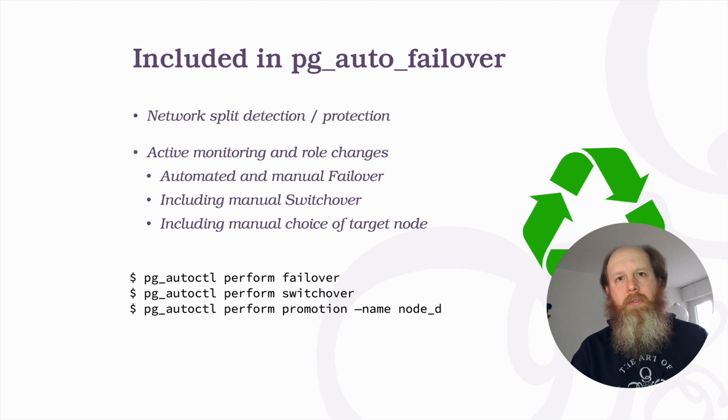We include in pg_auto_failover active monitoring and role changes. We intend that the role of a node is dynamic, and you can also do it manually. You can perform a failover or a switchover with a single command line very easily on your system, and you can even go as far as choosing which node is going to be promoted, because we implement both pg_rewind and fast forward thanks to cascading replication. So you can choose which node is going to be the next primary if you need to. For example, when you move from one AZ to another, you can just failover to the node in the new AZ. That's included in pg_auto_failover.